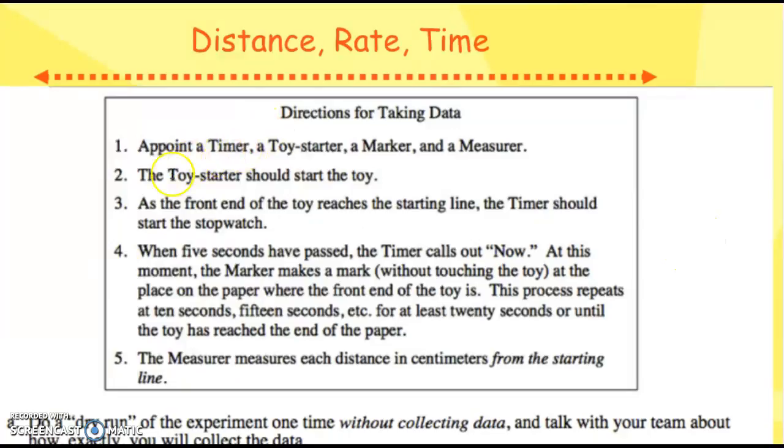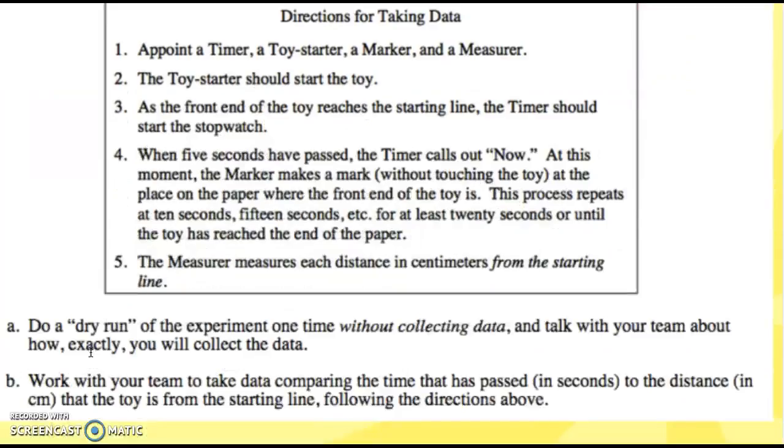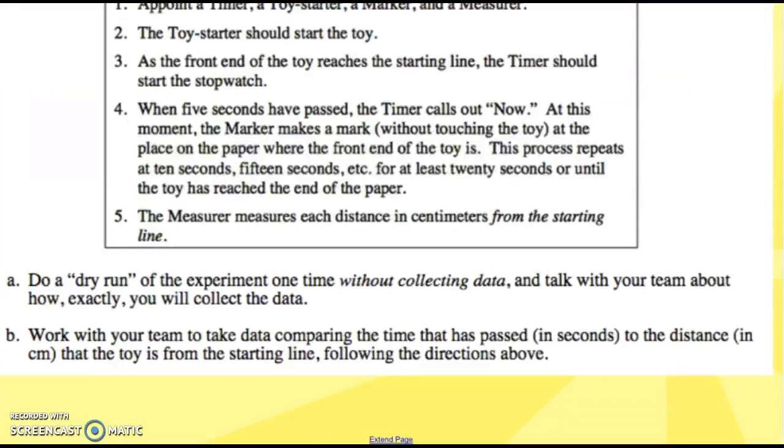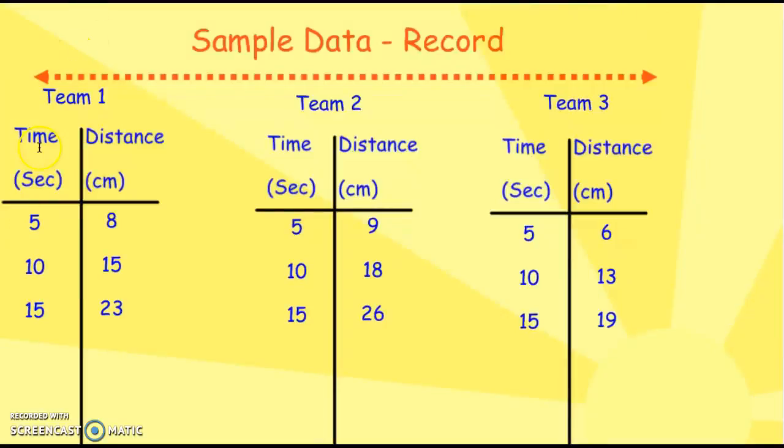So it wants you to time, and see how far a toy can go when you wind it up and let it go. So I would like you to pick a sample data. So this would be that the car ran for 5 seconds and it went 8 centimeters. A car ran for 15 seconds and 15 centimeters, and then at 15 seconds it went 23 centimeters.